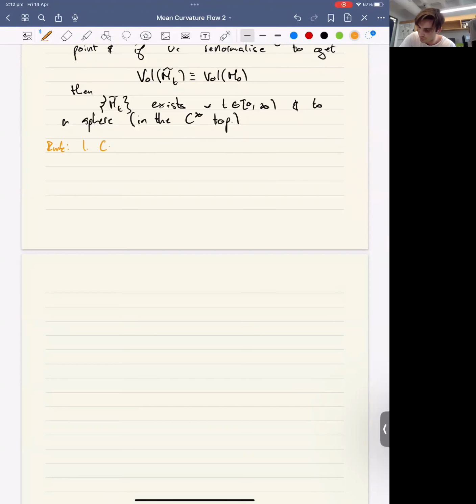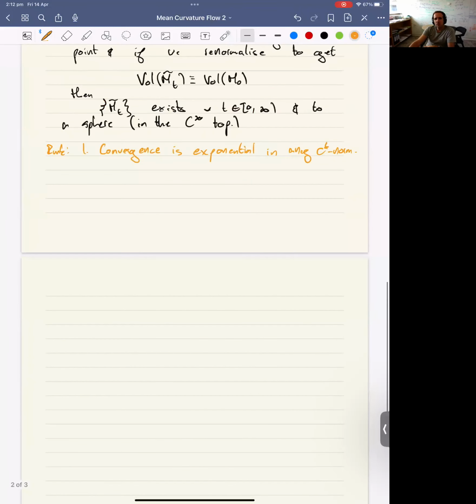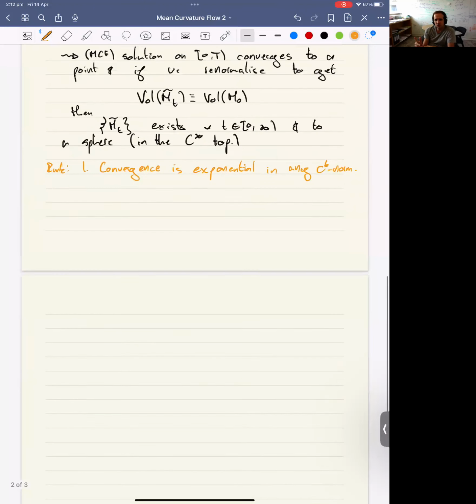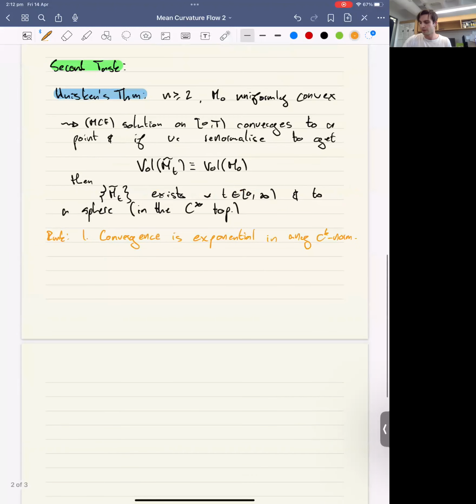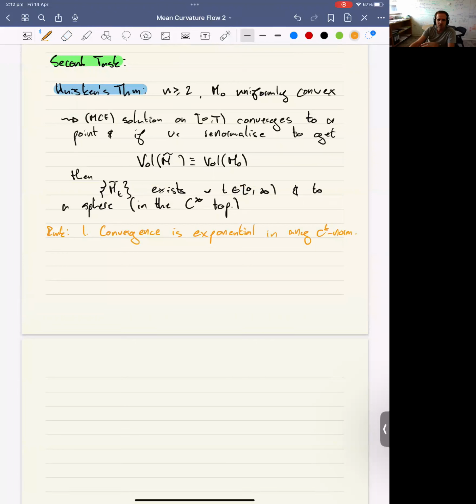One, the convergence is actually very quick. So convergence is exponential in any of the C^k norms. Secondly, Adam, yep. What do you mean by exponential? Because there's two different times, right? Exponential, I believe, in my new time. Perhaps I should have reparameterized this with a tau or a t tilde, I think Huisken does, but I'm not sure I'll be able to write the t tildes neat enough. Yeah, in the new time.